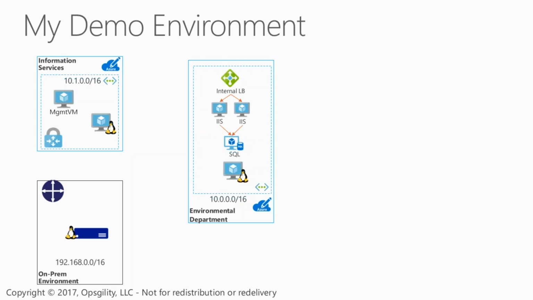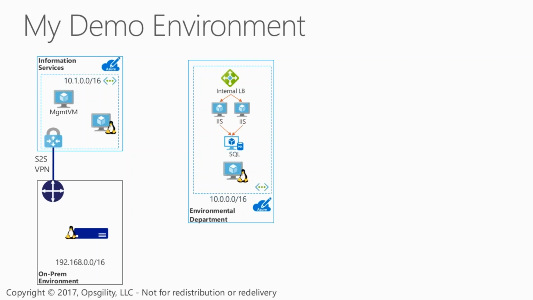Now I also have an on-premise environment in my demo. This on-premise environment has a gateway set up, and it also has a Linux server, and you can see the address space 192.168.0.0/16. Before this demo, I've already set up a site-to-site VPN connection between the information services virtual network and the on-prem network. So those two are already connected.